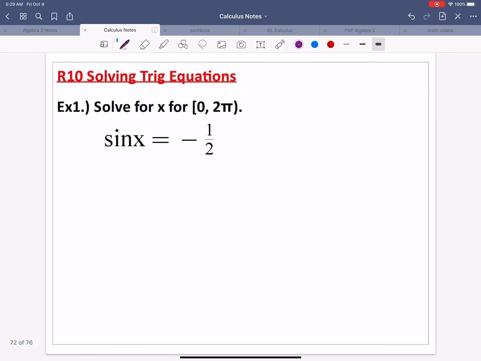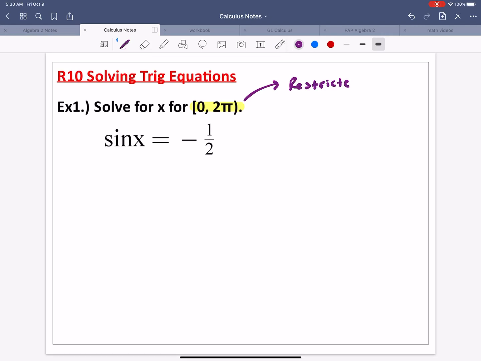So our very first example, solving trig equations. Example 1 says solve for x for the interval 0 to 2 pi. So let's talk about this for just a minute. This is called a restricted domain.